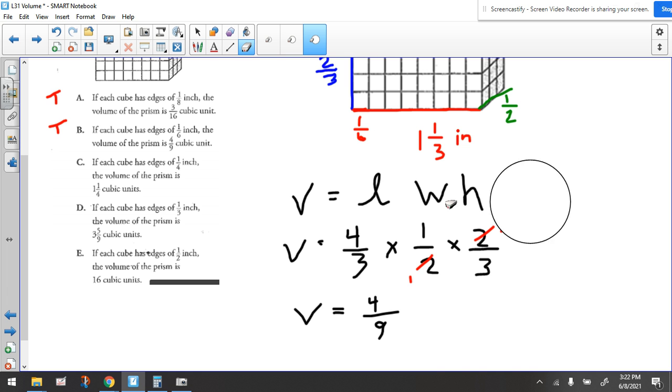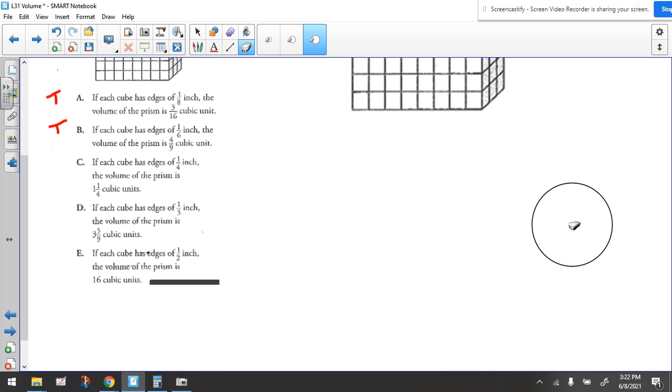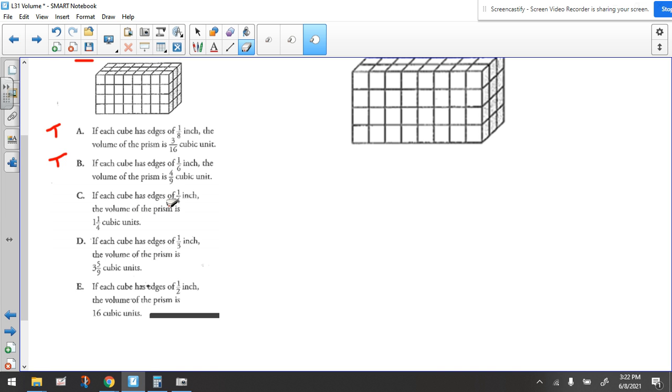All right, so let's look at some of the other choices. Let's move on to choice C. If each cube has edges of 1/4 inch, the volume of the prism is 1 1/4 cubic inches. So let's count, if this is supposed to be 1/4 of an inch, the length on that. 1/4, 2/4, 3/4, 4/4, there's 1 inch. 5/4, 6/4, 7/4, 8/4. Doesn't 8/4 simplify to be 2? That's 2 inches, right? So between those two red lines is 1 inch, so we have 2 inches there.